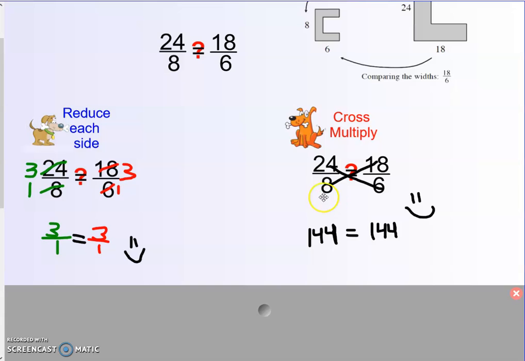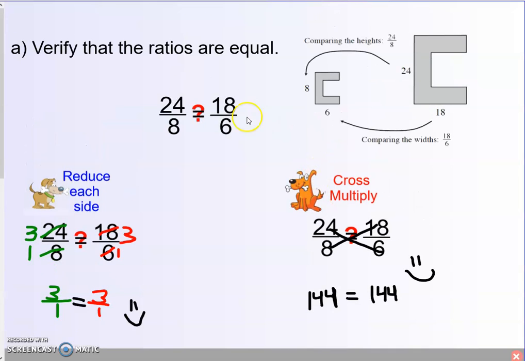Now, what Colby did is absolutely right. These ratios are equal, and they're good ratios. What he's comparing is the height of the big to the height of the small, the width of the big to the width of the small. And those are very consistent ratios.